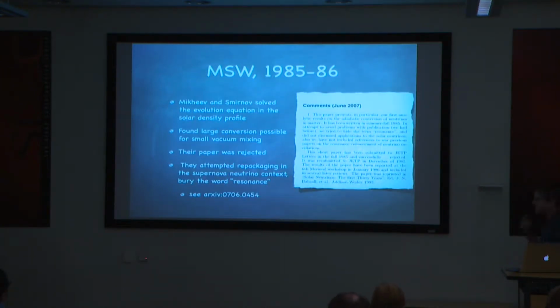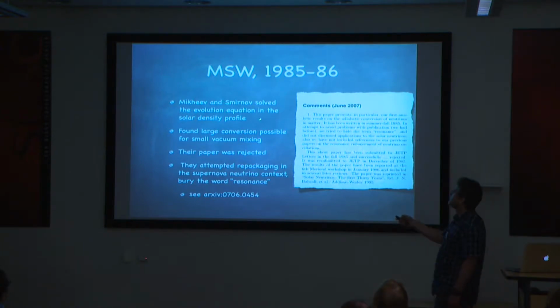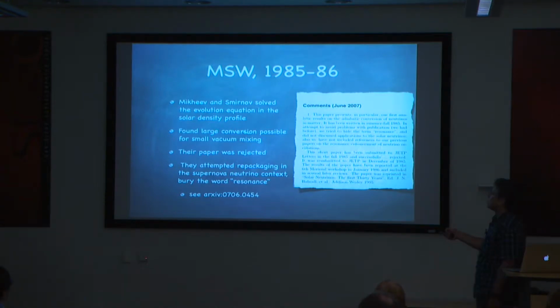So then Mikheyev and Smirnov, they didn't know that they weren't supposed to solve these equations, so they solved them. They found that for some parameters, there was a large conversion, possible even with small maximum vacuum mixing parameters. This is very interesting. What happens next? Because they submit this paper and it gets rejected. You can go read the history in a more recent preprint. They used the word resonance for conversion. The paper is rejected. Then Mikheyev and Smirnov repackaged this problem, hiding the word solar, talking about supernova neutrinos instead, and hiding the word resonance to page 3.